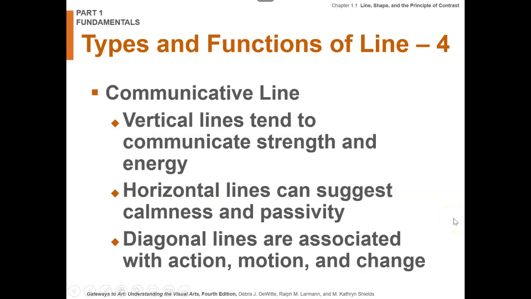Lines can also communicate different things. For example, vertical lines tend to communicate strength, whereas horizontal lines can suggest peacefulness, calmness. If you think about a beach, horizontal lines are very peaceful, calm. And then diagonal lines are associated with action, motion, and change. If you think about that drawing that we just saw, those diagonal lines also create that idea of action.